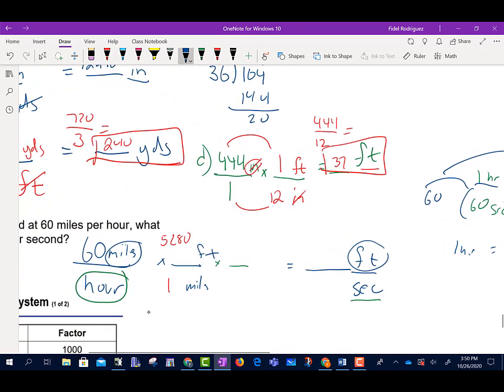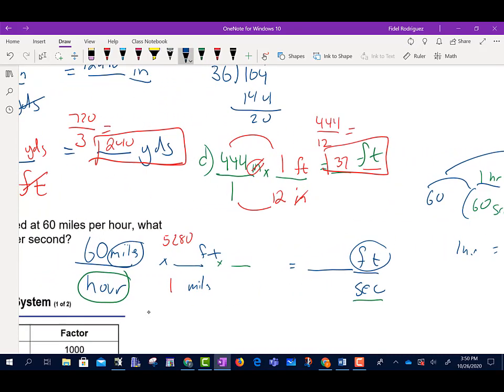Okay. So notice where we have our hours. We have it on the top, so I'm going to put 1 hour here, and I'm going to put 3,600 seconds here. Okay. And then I'm just going to multiply, and it's going to take me a little bit of time, but that's going to be okay. So first thing I want you to notice is miles and miles are going to cancel out. Hours and hours are going to cancel out. And we'll be left with feet per second.